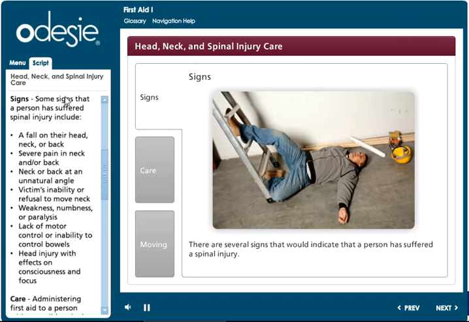Some signs that a person has suffered spinal injury include a fall on their head, neck, or back, severe pain in neck and/or back, neck or back at an unnatural angle, victim's inability or refusal to move neck, weakness, numbness, or paralysis, lack of motor control or inability to control bowels, head injury with effects on consciousness and focus.